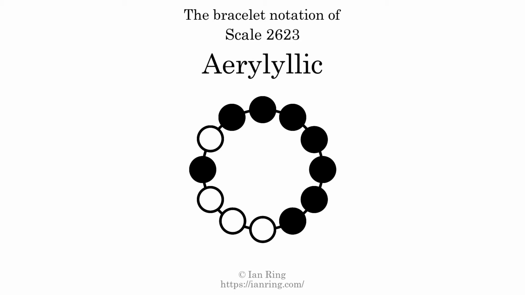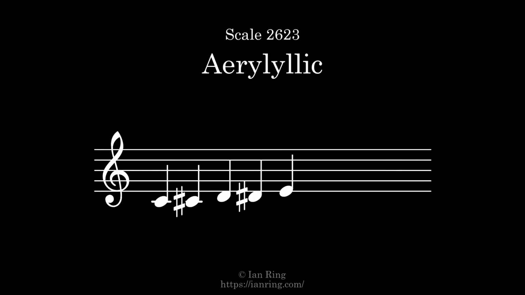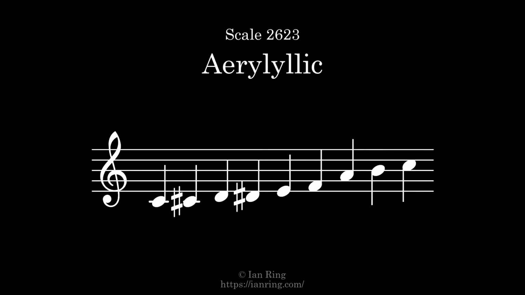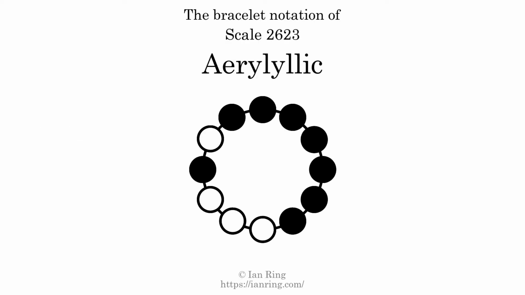2623, Aerylyllic, which sounds like this. This scale has 8 tones, which means it is called an octatonic scale. This is a bracelet notation diagram of scale 2623. The shaded circles represent tones that appear in the scale, and they are read clockwise, starting at the top.